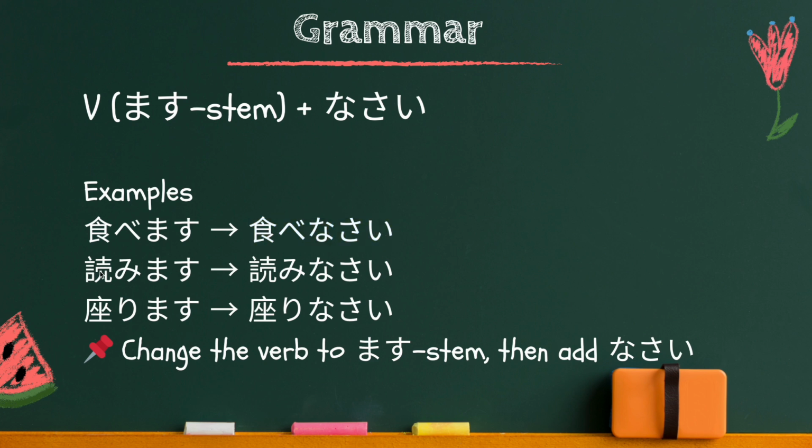Second one, 読みます, to read, becomes 読みなさい because the masu stem is this part 読み. So after 読み add なさい. Last one, 座ります, means to sit. The masu stem is this part 座り, so it becomes 座りなさい. So change the verb to masu stem and then add なさい. A quite simple grammar format.